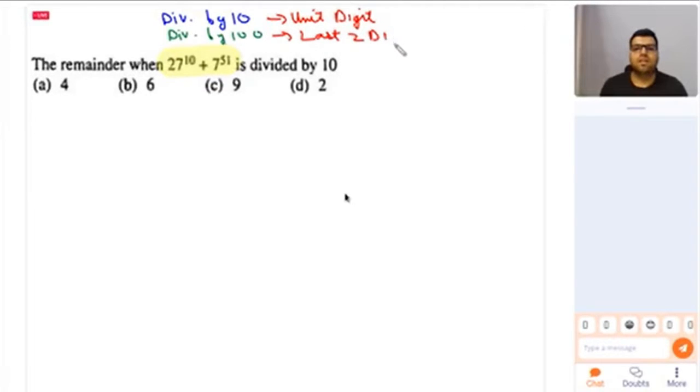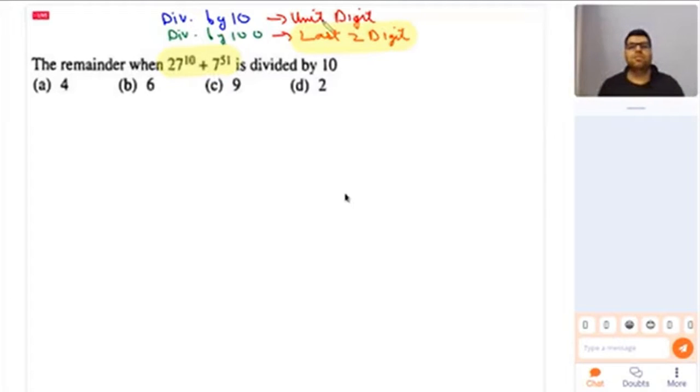If it is asked divide by 1000, then last three digits. So I've already made a video, just for your knowledge, for calculating the last two digits of any possible number. You can refer to this in my channel only. There is a video which contains the information regarding calculation of last two digits of any number. Now coming back to this question.